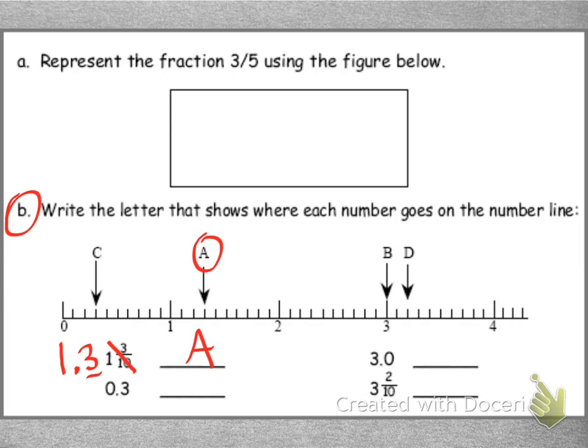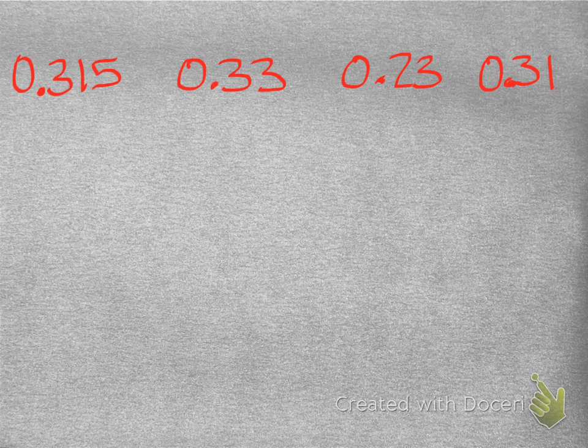Then let's see if we can find where 0.3 is, or 3/10. Well, it's not quite past a whole yet, so let's see here. I'd say C is right there. Then let's look for, where is 3 exactly? 3 and 0/10. Well, I see that one is right here. And the last one, I'm going to write that as a decimal. 3.2 would be D. So there's a little bit of a review for us in finding some decimals on a number line. Now let's start putting them in order.